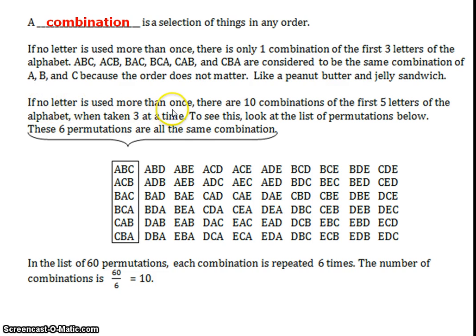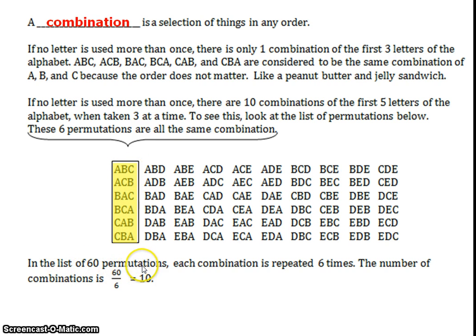If no letter is used more than once, there are 10 combinations of the first 5 letters of the alphabet when you take 3 at a time. To see this, look at the list of permutations below. With the first 5 letters of the alphabet, here are all the permutations, all 60 of them. These 6 permutations are all the same combination. These 6 right here are all the same combination. They all contain 1 A, 1 B, and 1 C.